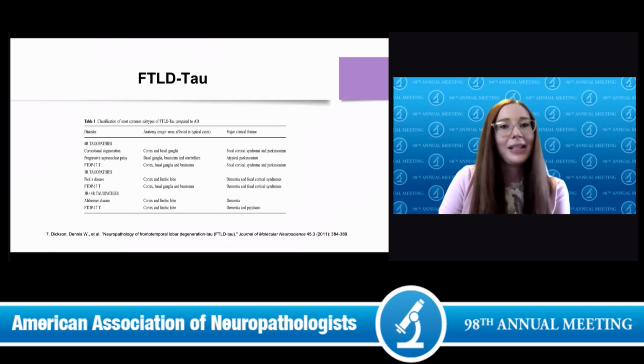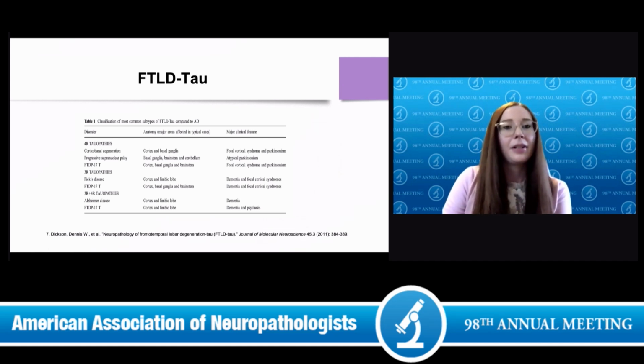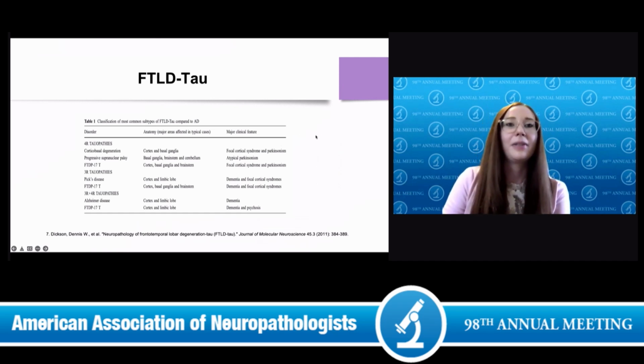So I just included this table for FTLD-tau from an older paper from the legendary Dr. Dennis Dickson. And I just wanted to point out specifically that for a lot of these diagnoses, FTLD-tau and FTLD-TDP, we specifically do a lot of clinical correlation. And you just need to be careful and kind of take that into consideration. And I'll give some advice in the last slide on how to address this in your daily practice.